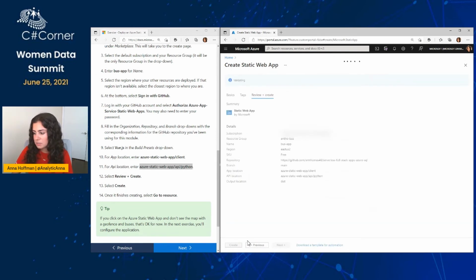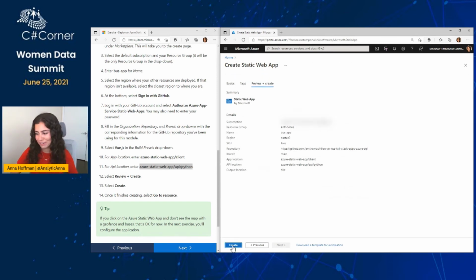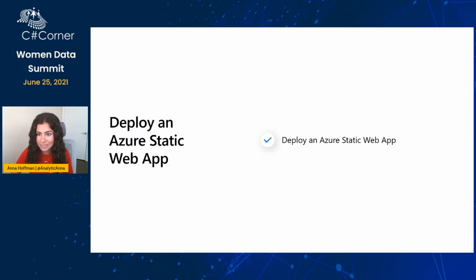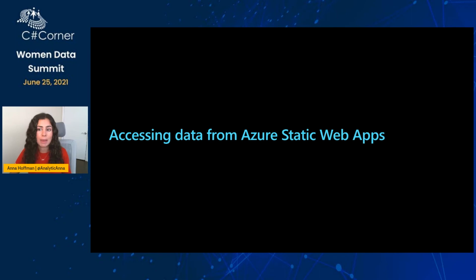I'm just going to go ahead and spin this up, and then we're going to actually talk about what's happening in this application because we don't know yet how things are working. All right, so now that's deploying. Let's talk about what's happening in the Azure Static Web Apps and how we're going to display that data.